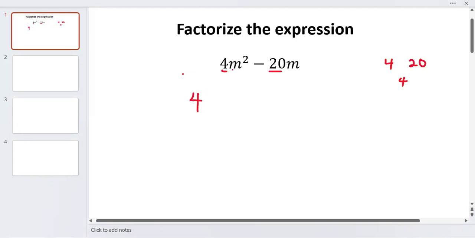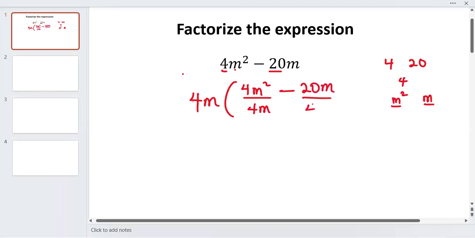Now when you look at this, you notice that you have m squared and m. Now it is wise that we bring out the smaller of the two of them. So we are going to be bringing out m. Now after we've done that, the next thing you do is you write your 4m squared divided by what you've brought out, which is 4m, minus 20m divided by what you've brought out, which is 4m.